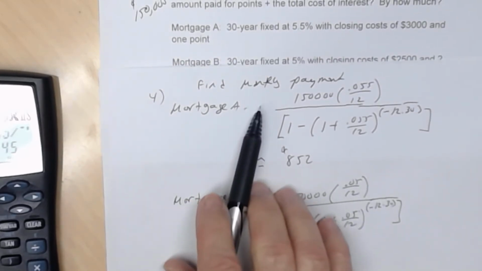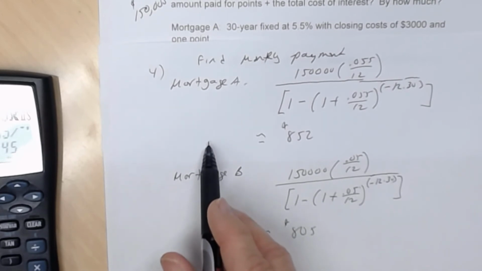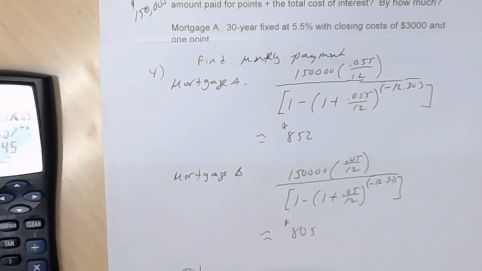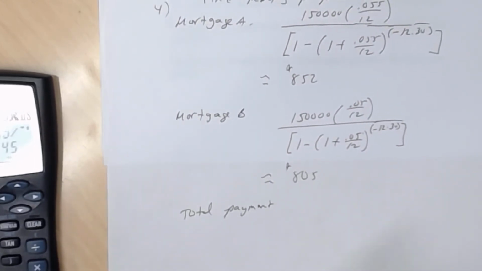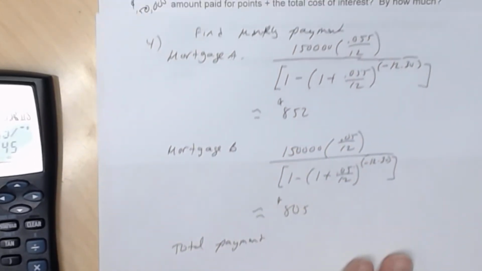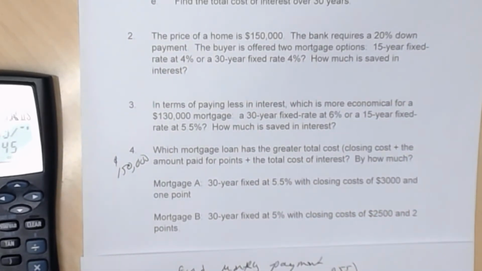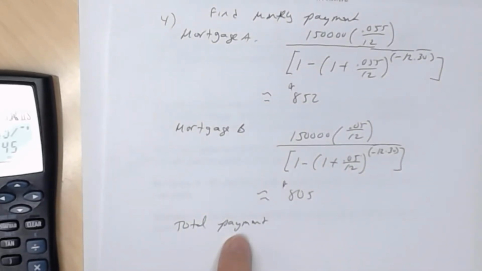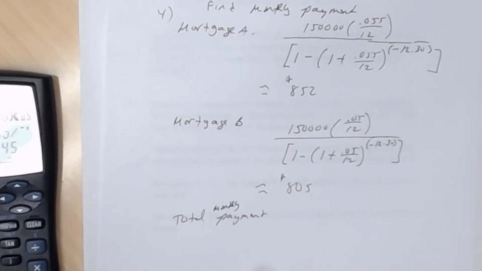Now, listen carefully. So, I found the monthly payment. Now, let's find the total payments. Now, when I say the total payment, guys, I'm only talking about the monthly payment, all right? Just keep in mind there's some other costs involved. There's the closing cost and the points. So we're going to come back to that in a little while. So I'll put total monthly payments.